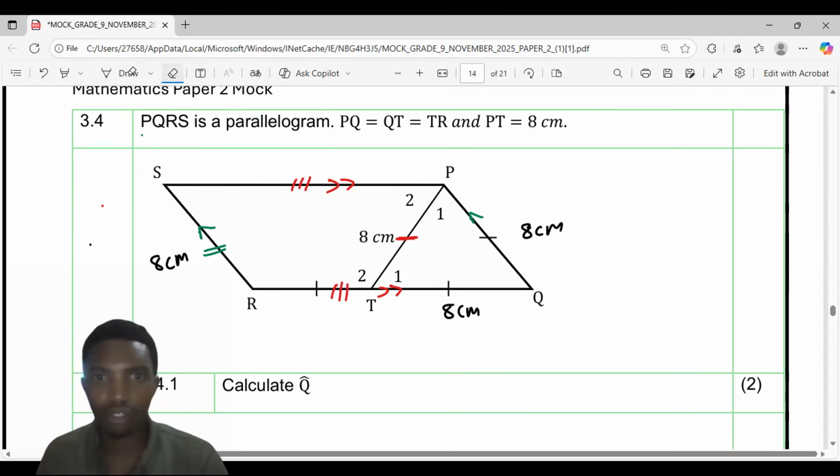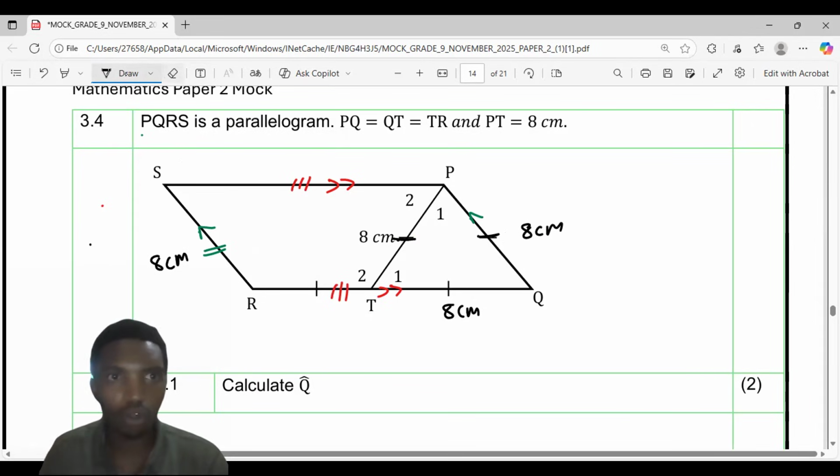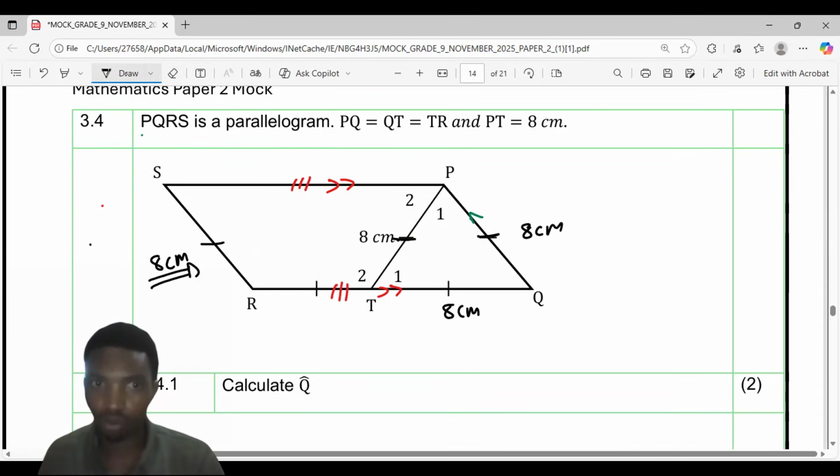Let me just remove this so you guys can see that. You see, they made that one mark. So this one mark means they're equal, right? And we also know that opposite sides are equal, meaning here it is also going to be 8 centimeters. That we should always know.